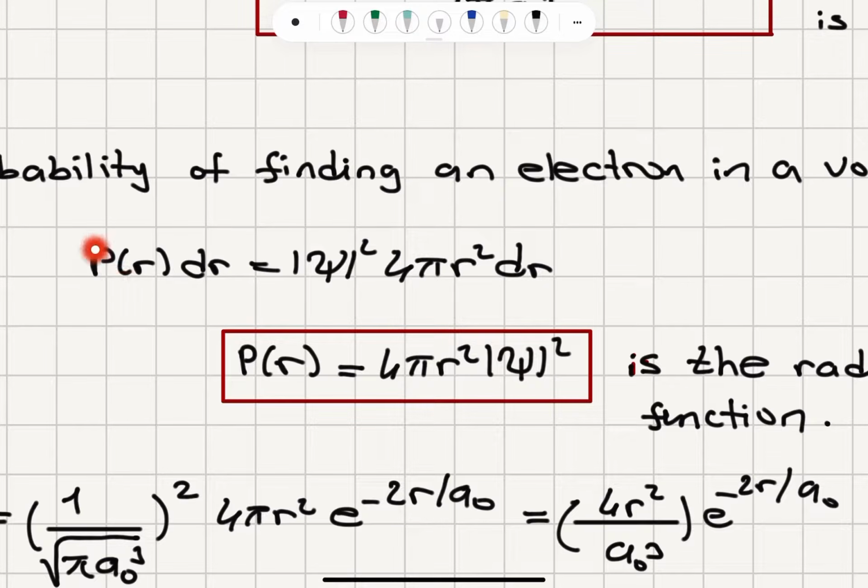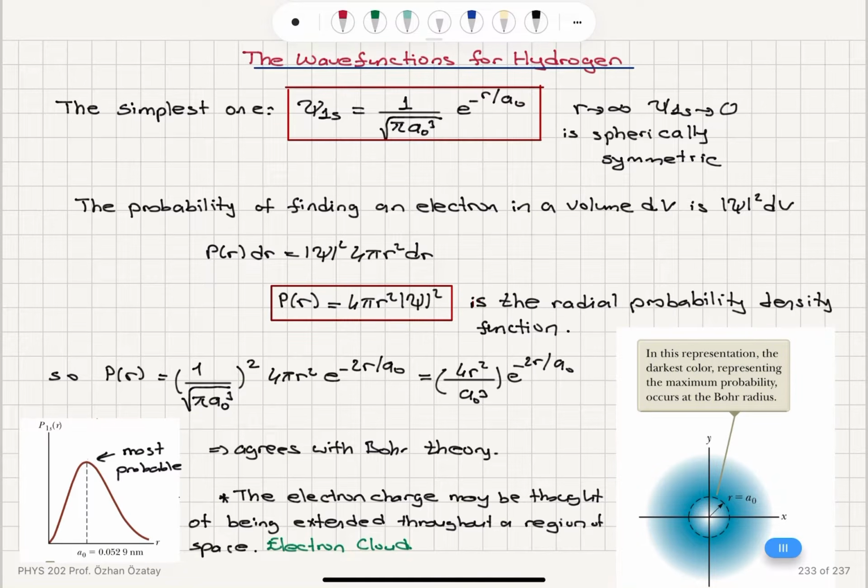So the probability density function as a function of the radial distance r is not the absolute value of psi squared, but the absolute value of psi squared multiplied with 4 pi r squared, where 4 pi r squared is the surface area of the sphere with radius r. So this is the radial probability density function.